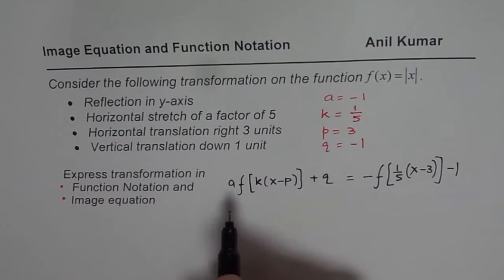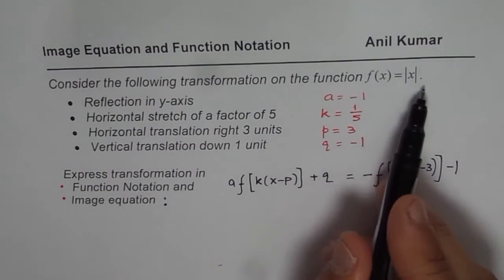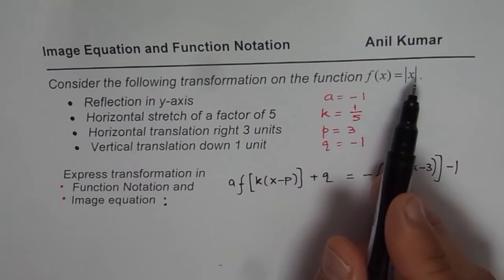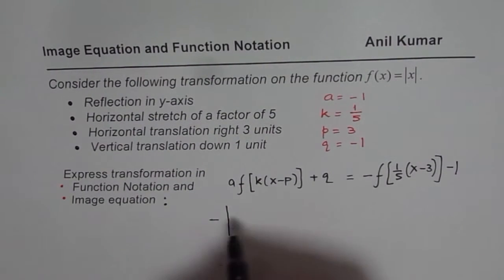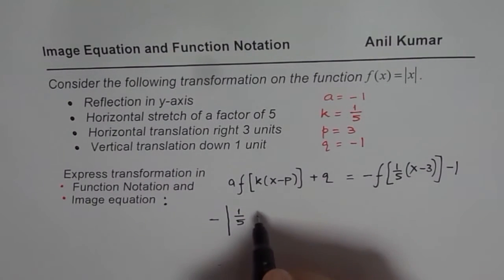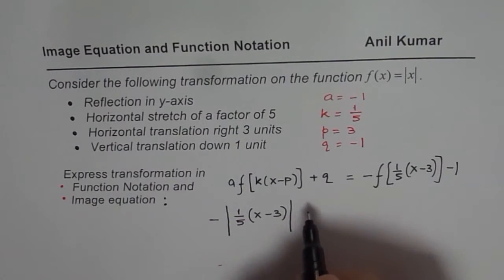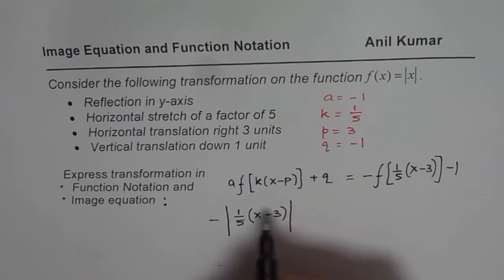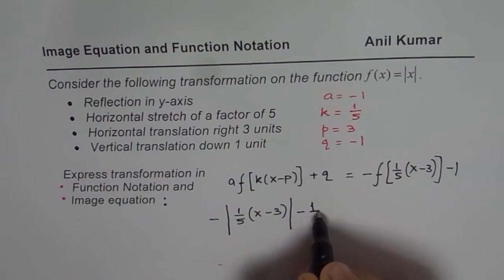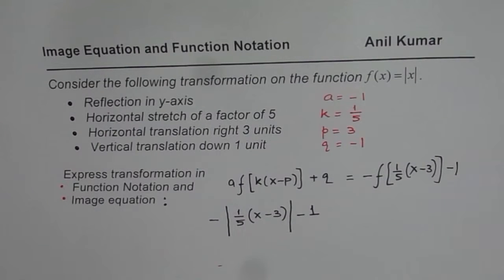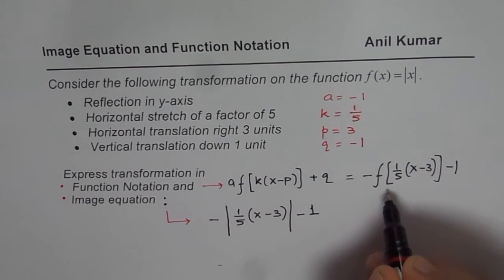Now let us write it in image equation. In image equation, we have to use f of x equals this particular function, which is absolute x. So we'll write minus absolute value of 1 over 5, everything else remains the same, x minus 3, right? But the function now is represented with its original function transformed, and that is why we call this its image. Do you understand? So that becomes the form in image equation, and this one is the function notation, correct?